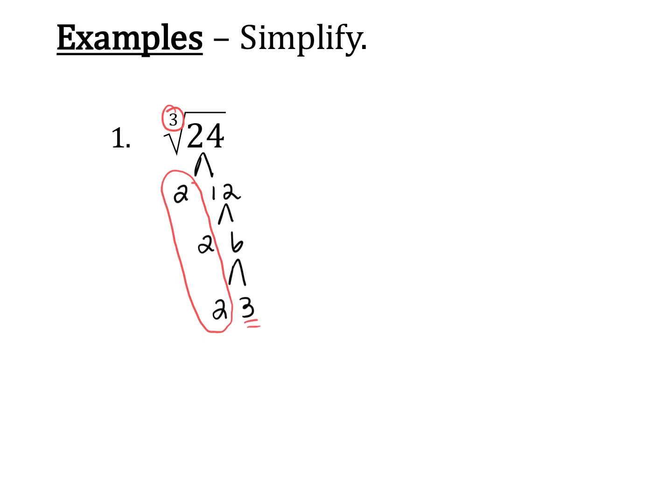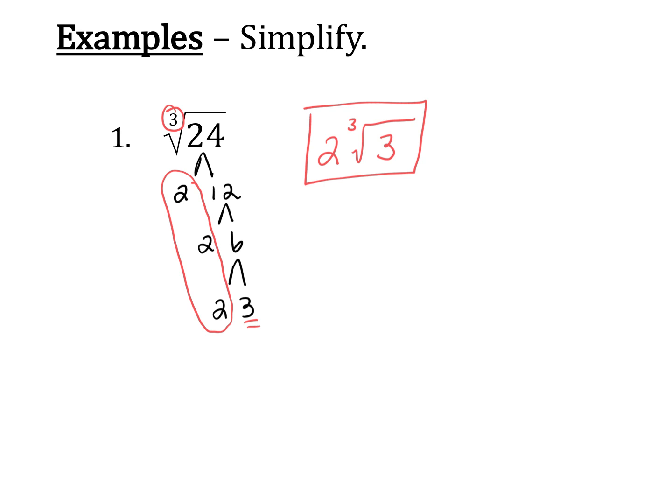So I can only bring one grouping of 2 outside. I have my radical sign, and I have to make sure that I put that index number in a teeny tiny little notation up in the upper left corner of the radical sign. Because I have a 3 left over, that goes in the center. So this is your answer for number 1.